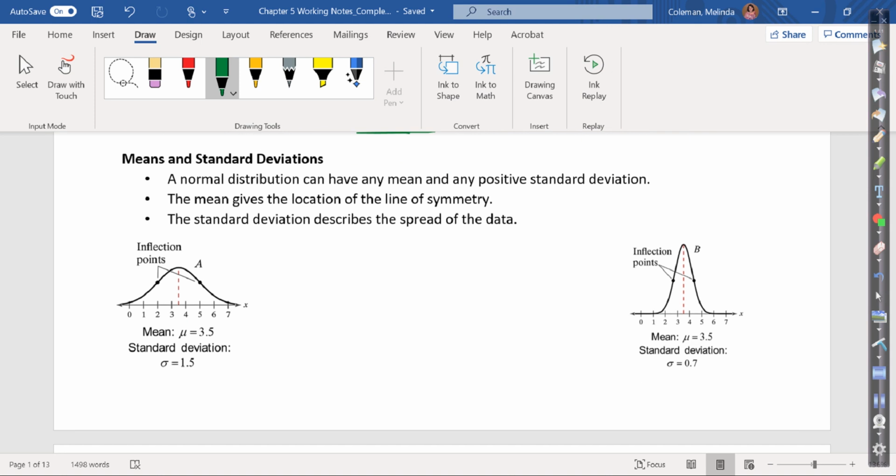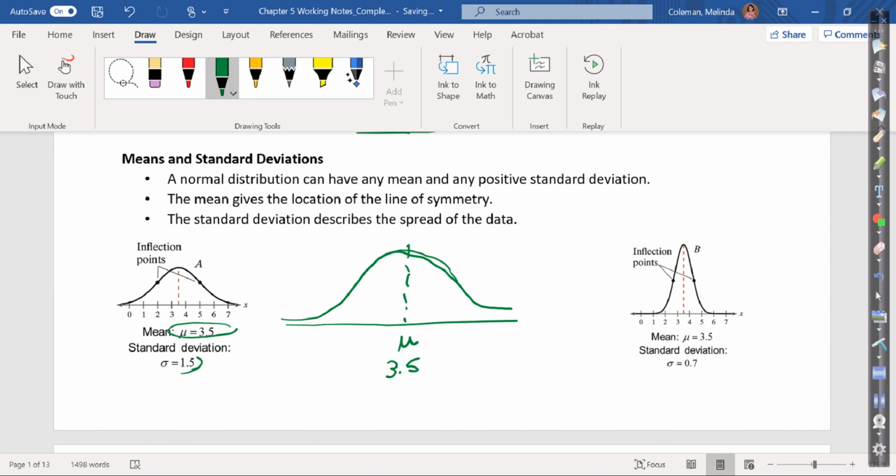All right. Means and standard deviation. The normal distribution can have any mean and any positive standard deviation. The mean gives the location of the line of symmetry. The standard deviation describes how the data is spread. So again, we have a mean of 3.5, standard deviation of 1.5. If we were to graph this, it's going to be bell-shaped. The mean is in the center. The mean in this case is 3.5.